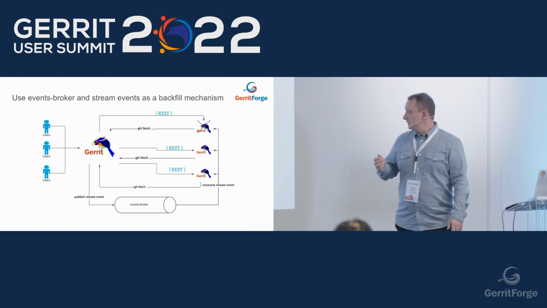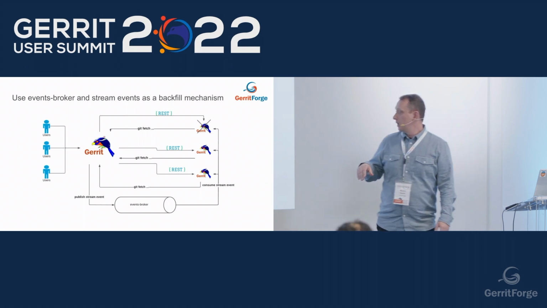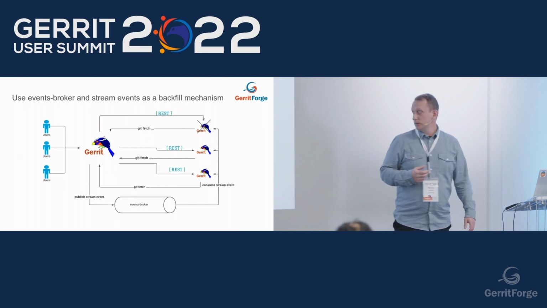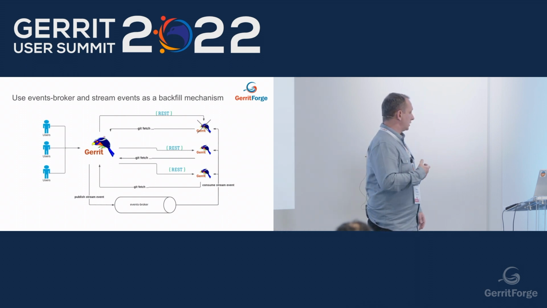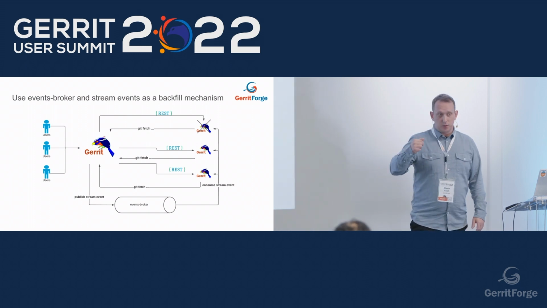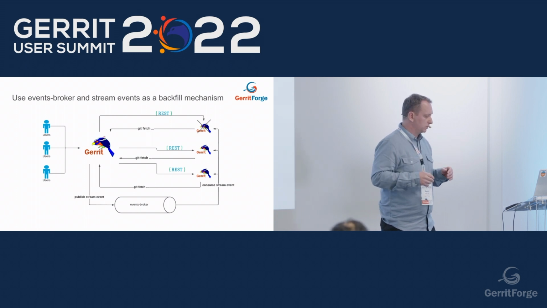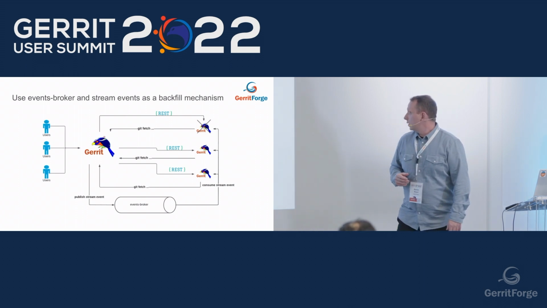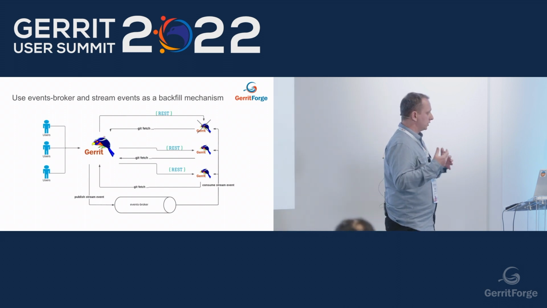And we figured out that there is actually a cool functionality which was introduced for the multi-site, which is called event broker. Whenever we have a ref update in Gerrit, Gerrit is going to generate an event. We call them stream events. And with the event broker, we are able to stream those events through some kind of external broker. I'm going to talk about that a little bit later. This means that our pull replication plugin can listen on those events and trigger the Git fetches.